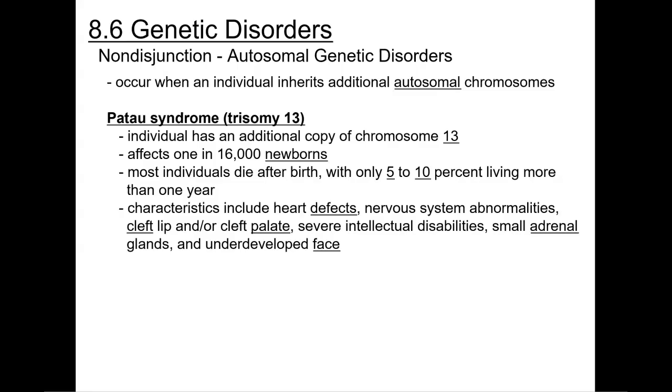So trisomy 13 is called Patau syndrome. This individual is going to have an additional copy of chromosome 13, and it affects 1 in 16,000 newborns. Most individuals die shortly after birth, with only about 5 to 10% that live for more than a year. Characteristics include heart defects, nervous system abnormalities, a cleft lip, cleft palate, severe intellectual disabilities, small adrenal glands, and an undeveloped or underdeveloped face.